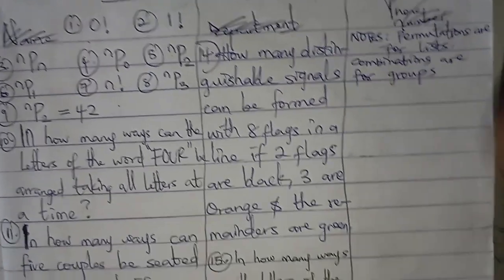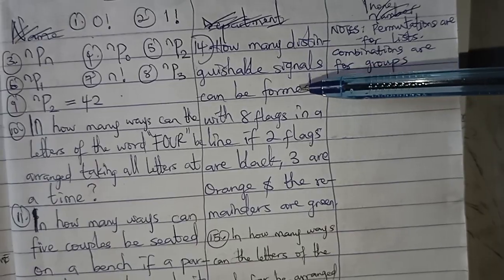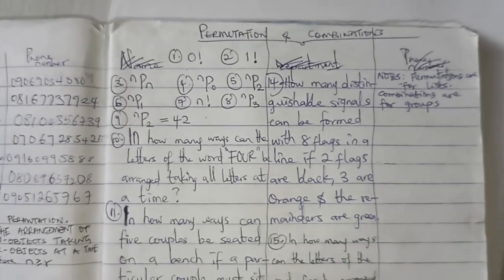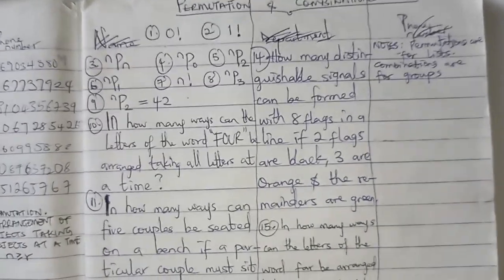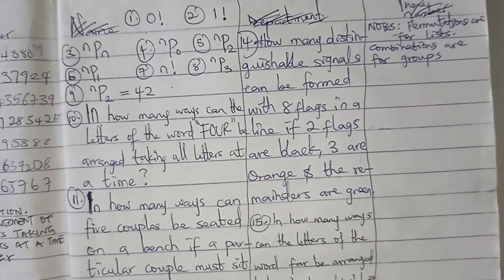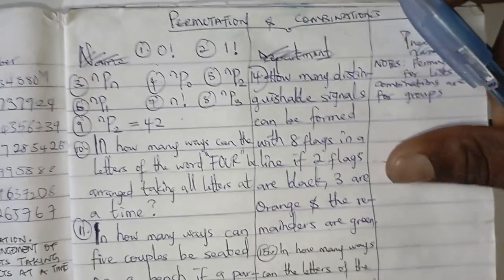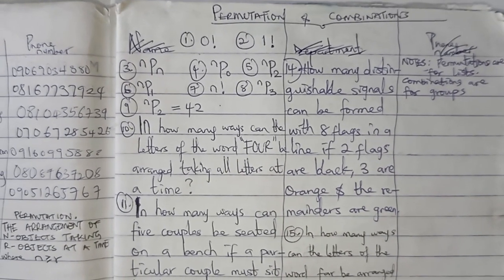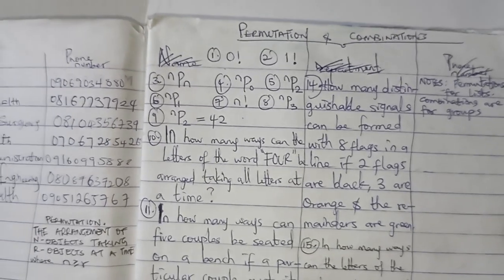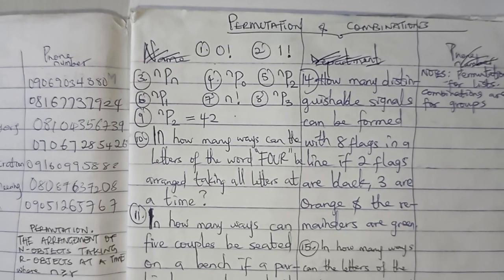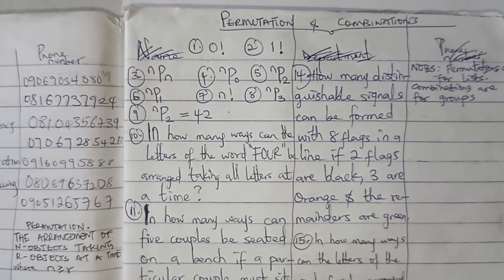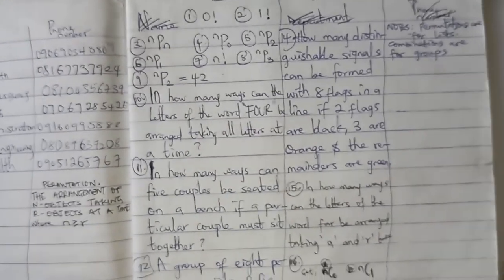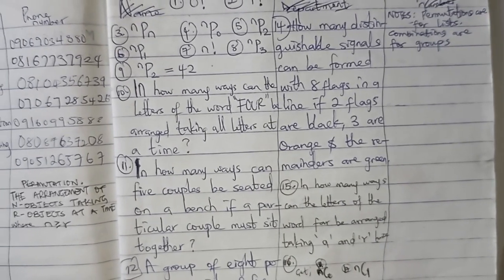Alright, question 14. They said, how many distinguishable signals? I want you to learn this and learn it well. How many distinguishable signals can be formed with 8 flags in a line if 2 flags are black, 3 are orange, and the remainders are green?